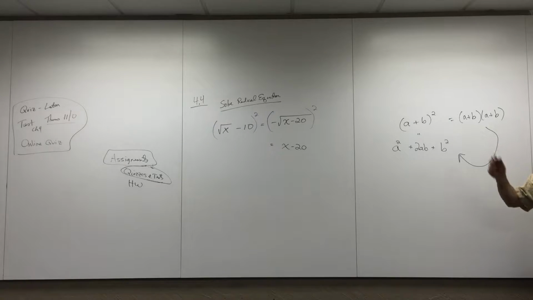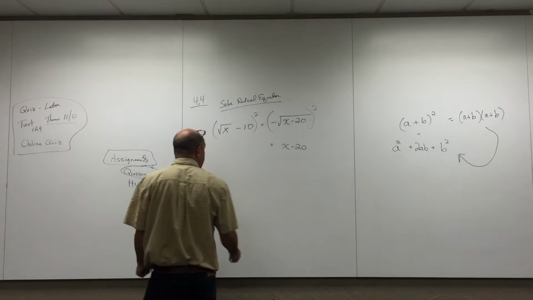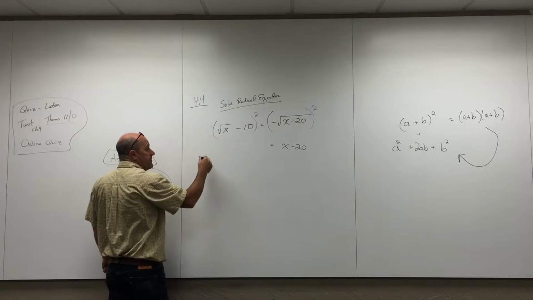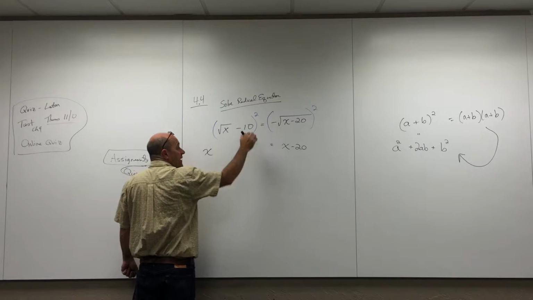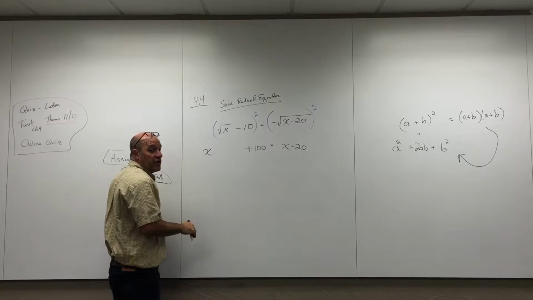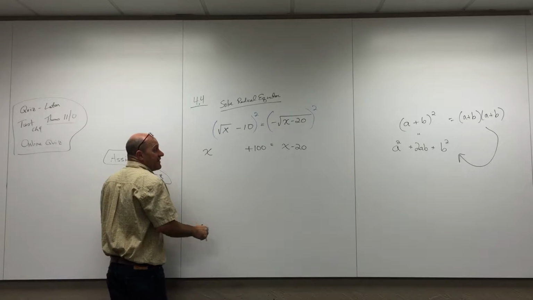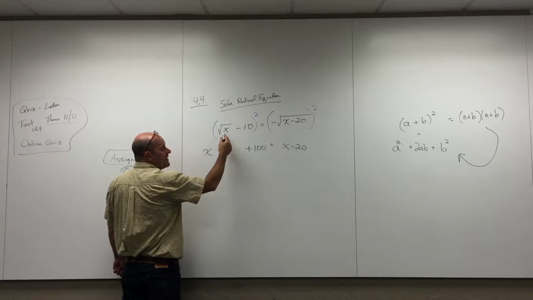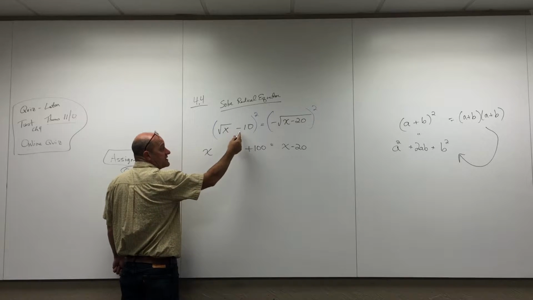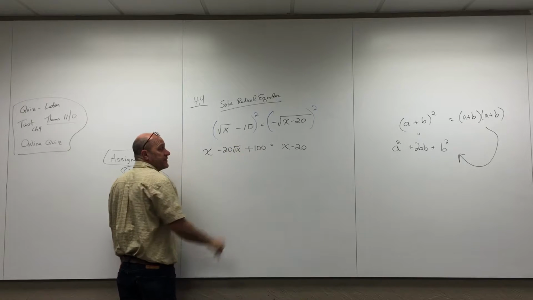So I could just do the foiling and get here, but I like the pattern because it saves me a little time. The pattern is, you square him, but there's a middle term. The middle term is the product of those two doubled. Now what's funny about that is the product of those two is negative 10 times the square root of x. If you double it, it's negative 20 times the square root of x.